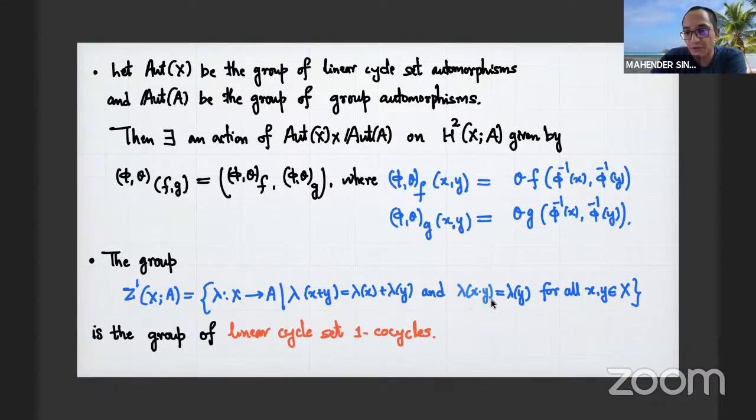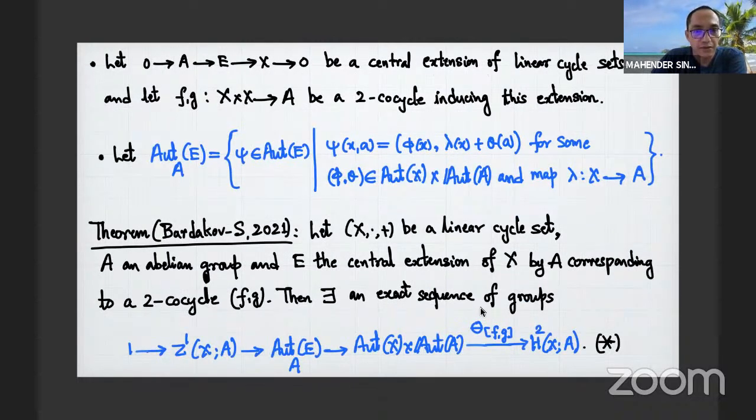Okay, so lambda X dot Y is lambda Y. Then one will be able to put them in this sequence. So suppose you start with a central extension of linear cycle sets and a two co-cycle of linear cycle sets, which induces that extension. And such a two co-cycle exists by Ventermin and Libet's result.